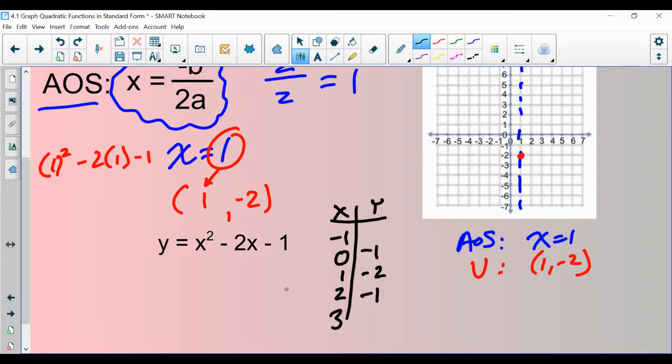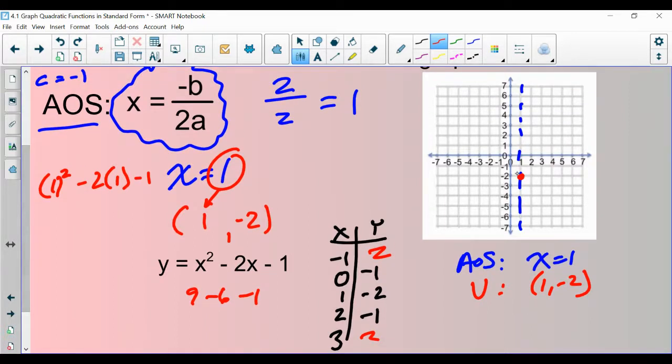And then I can plug in 3 as well. You guys should be able to do this in your head, but once again, your calculator can do it as well. 3 squared is 9. Plugging in 3 there, you subtract 6, and then minus 1. 9 minus 6 is 3. Minus 1 would be 2. These are mirrors of each other, so you can fill in the top and the bottom. So let's go ahead and plot these points. 1, negative 2, that's the vertex. I've already plotted it. 0, negative 1, and 2, negative 1. And then 3, 2, and negative 1, 2. So my parabola looks like that.